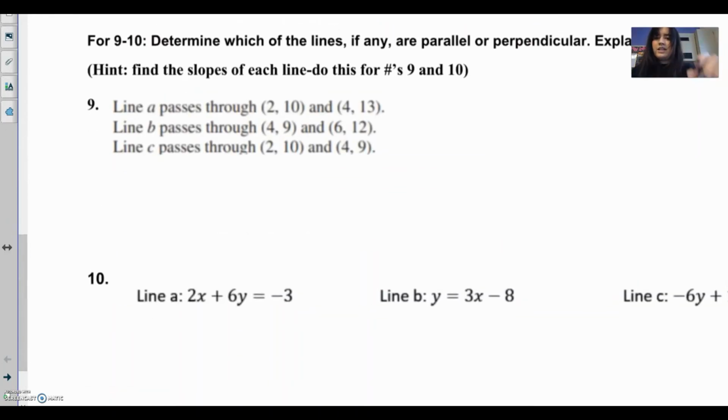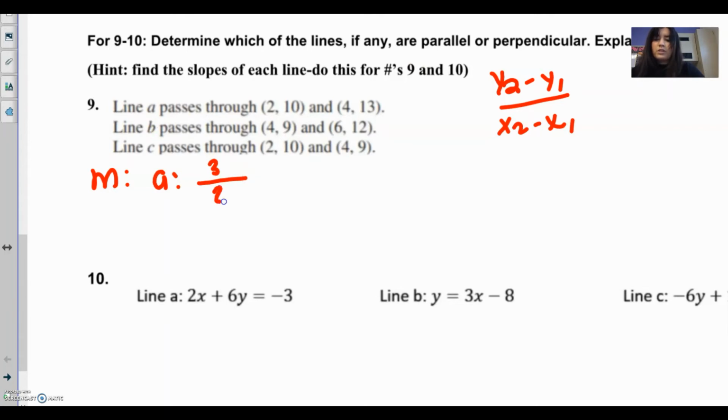Alright, for 9 and 10, we did this in class together. You're going to find your slope. For each of these, I'm going to say a slope, y2 minus y1 over x2 minus x1. We're doing 13 minus 10, which is 3, over 4 minus 2, which is 2. B, we have 12 minus 9, which is 3. 6 minus 4, which is 2. For C, we have 9 minus 10, that's negative 1. 4 minus 2, that's 2.